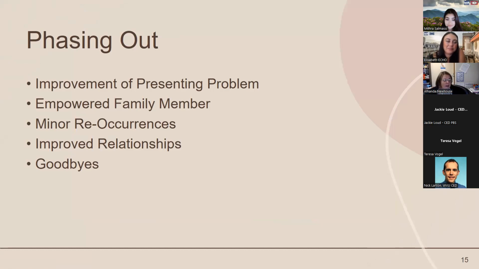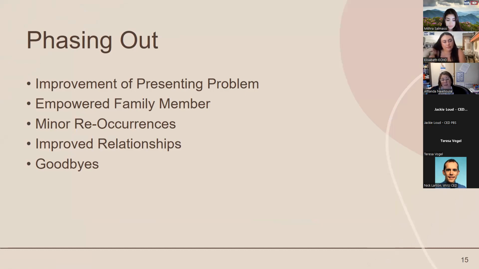And then in family therapy, phasing out. So once the presenting problem starts to improve, you're phasing out, right? You're empowering these family members to function on their own. There's going to be minor reoccurrences. It's going to happen naturally. If you think of yourself, when you're having a hard time, when stresses are high, you go back to old behaviors. That happens within family systems as well.